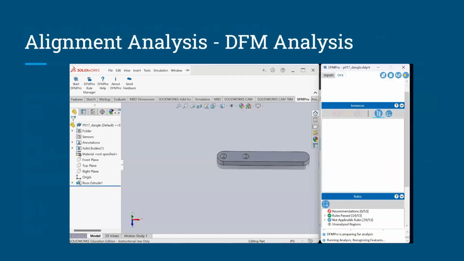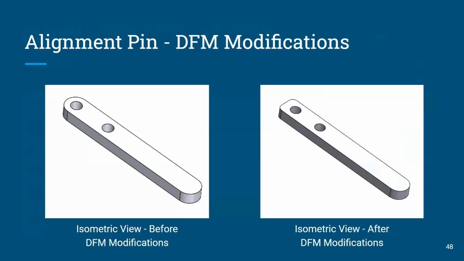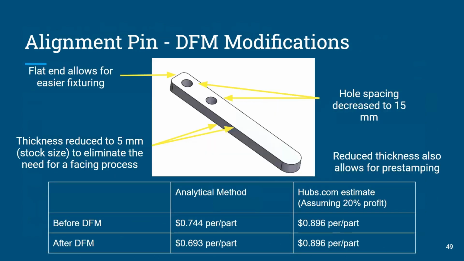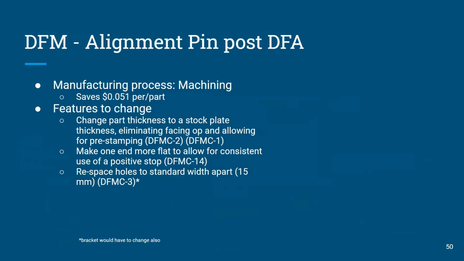Next, we'll talk about the design for manufacturing changes. First, on the alignment pin, we ran it through DfM Pro, which didn't suggest any changes, but we knew we could do better. This is an overview of the changes with the modified part on the right. Specifically, we flattened the left end to allow for easier fixturing against a positive stop in a mill vise. We decreased the hole spacing to 15 millimeters, which is a standard round number, and we reduced the thickness of the part from 5.34 to 5 millimeters to eliminate the need for a facing process, as 5 millimeters is a standard stock size. According to Hubs, the cost of the part didn't change, but we did an analytical analysis and saw that we saved about 5 cents per part with these changes, following these principles.